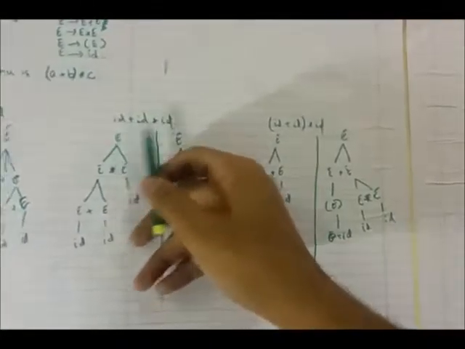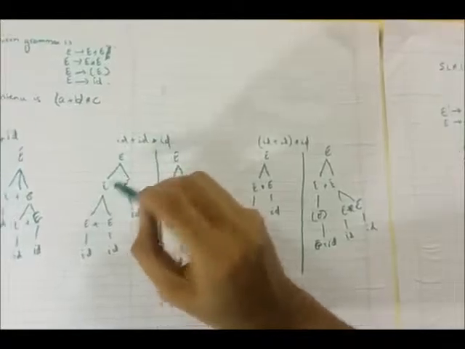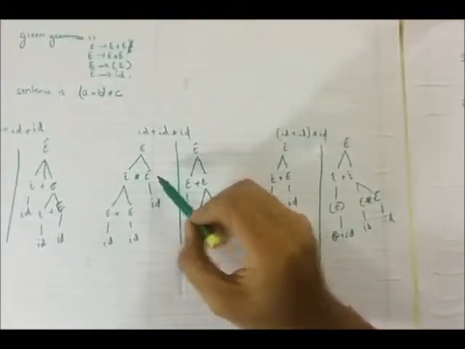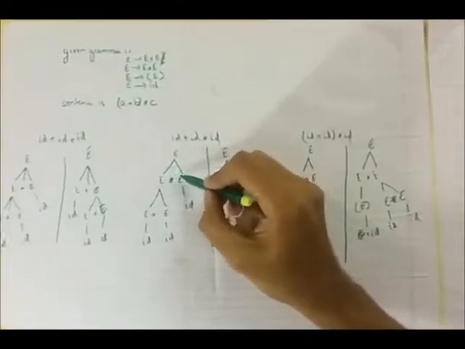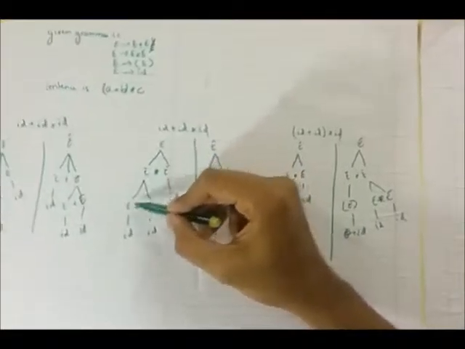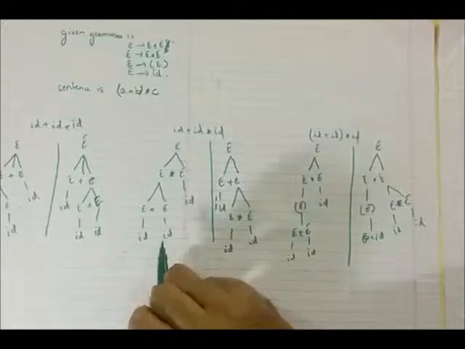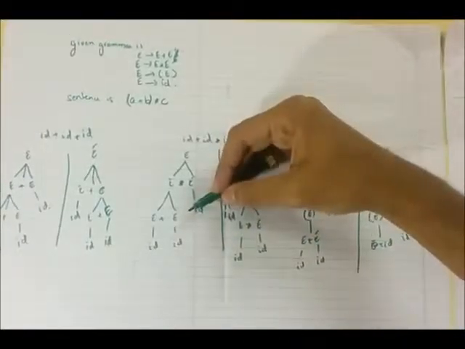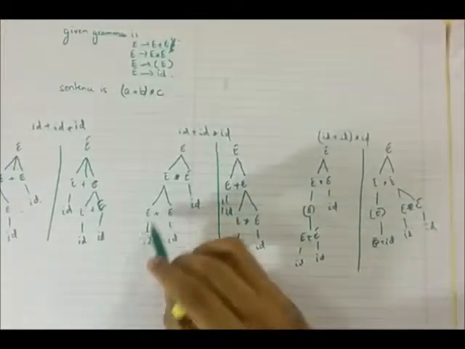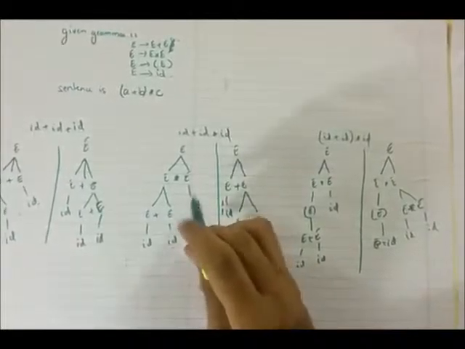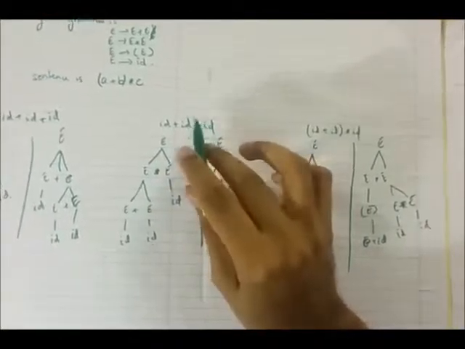We'll take id plus id star id. Again we start with E and separate it into E star E. Since we're going to transform both these E's separately, this E will become E plus E by this transformation and then we'll convert this to id. After that we convert this E to id too. So our final sentence is id plus id star id.